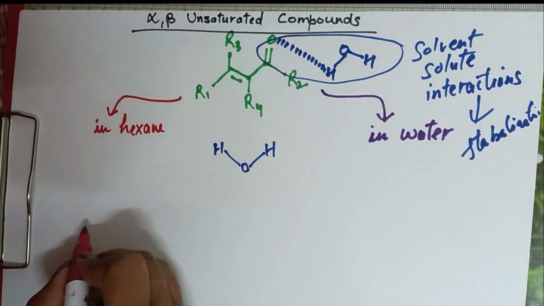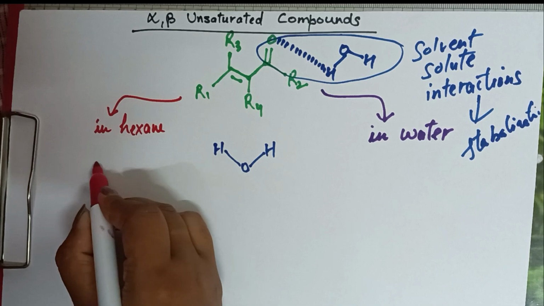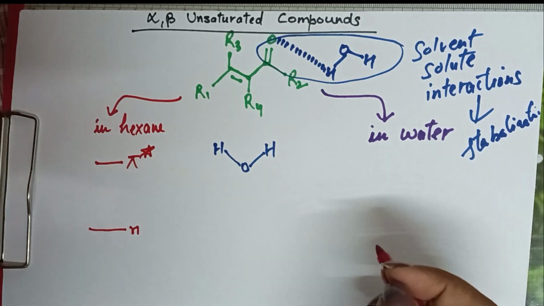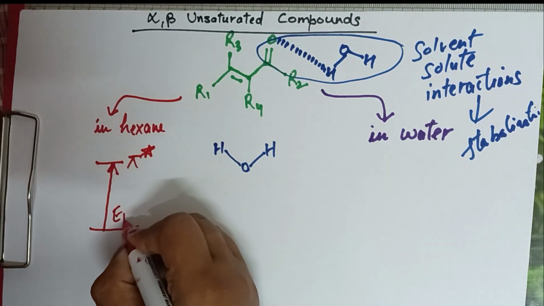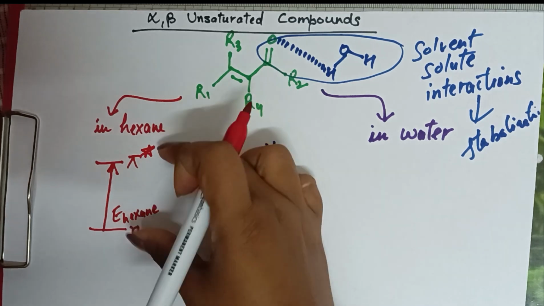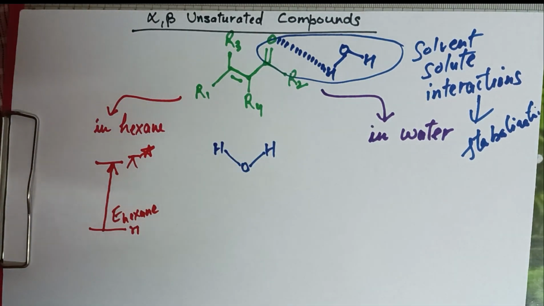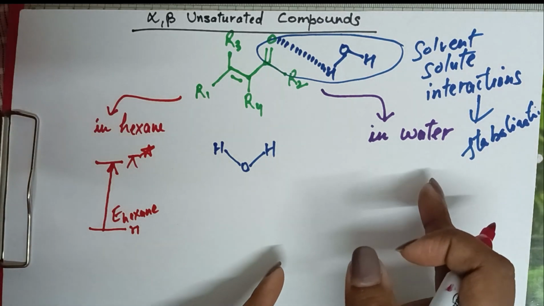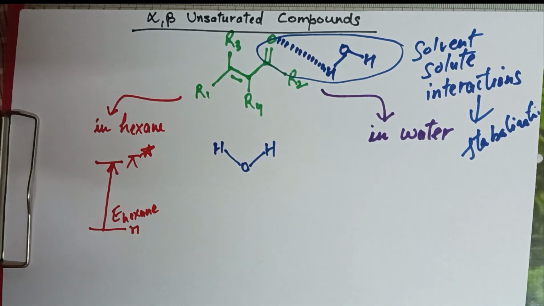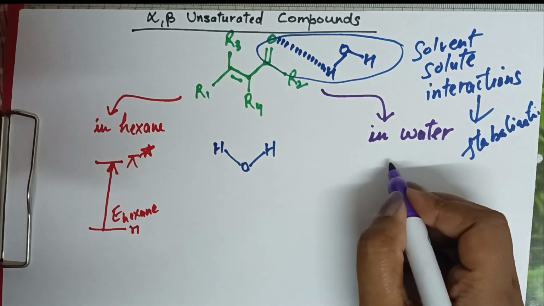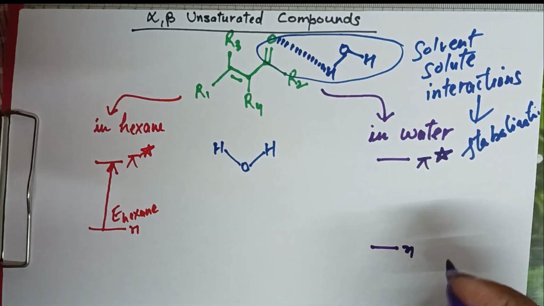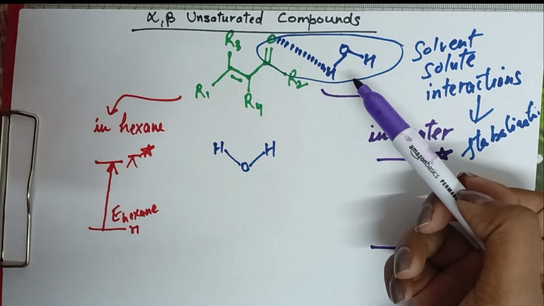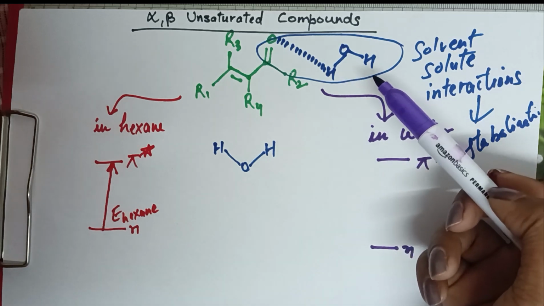Now in case of hexane, suppose we have n here and pi star here, right? This is the energy difference in case of hexane, right? Here no solvent solute interactions are there. So if we take the case of water here, suppose again we assume that we have these two energy levels of n and pi star, but in case of water what happens? We have solvent solute interactions.